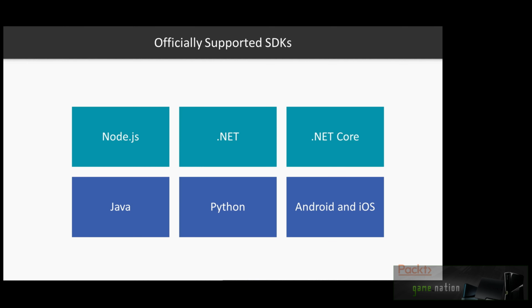Azure Active Directory has native support for the SDKs. For example, it has support for Node.js, for .NET, for .NET Core. It also has client-side libraries written for Java, Python, even for Android and iOS, so that your users can connect with the identity servers and can continue with their work.